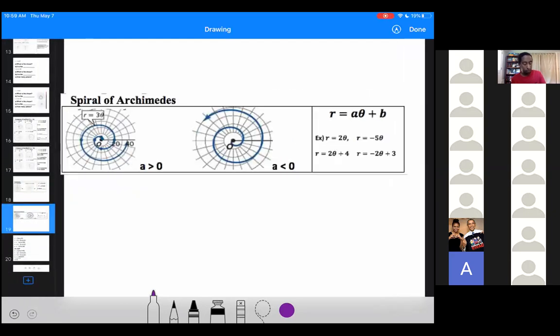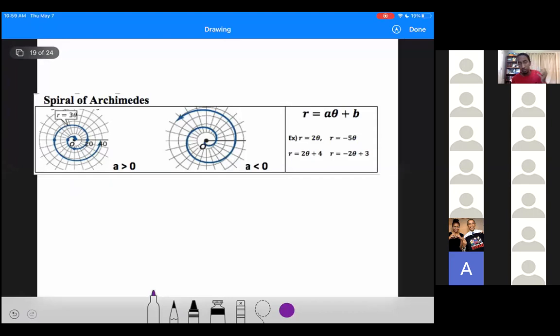All right. The last one is the spiral of Archimedes. That one's just a spiral. It's pretty straightforward. That's when you have r equals a value times theta. So like here, r equals 3 times theta. It would just give you a spiral. These are some examples: r equals 2 theta, r equals negative 5 theta, r equals 2 theta plus 4, r equals negative 2 theta plus 3. That will give you a spiral of Archimedes.